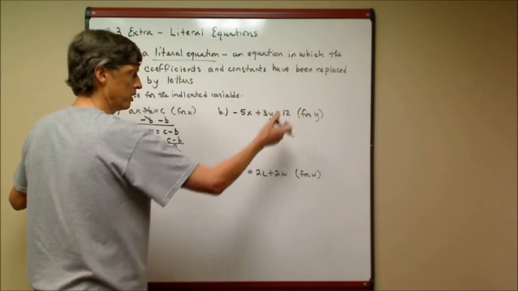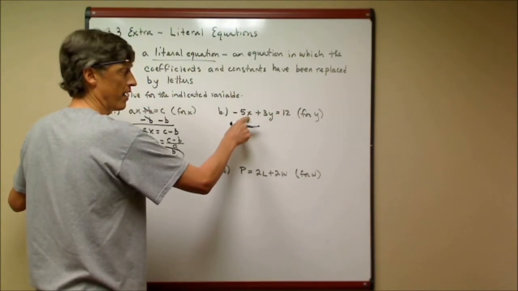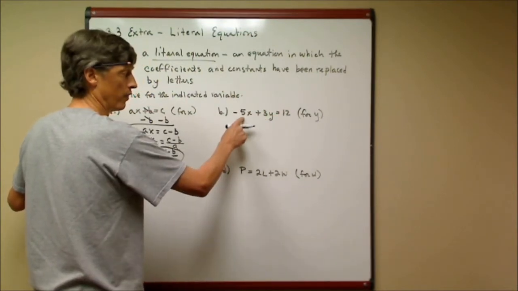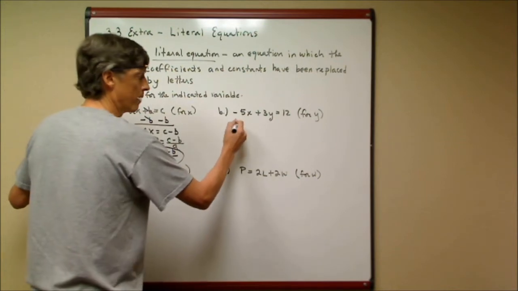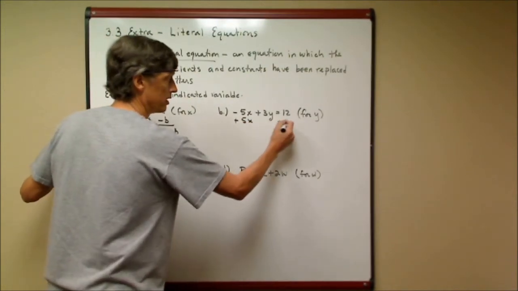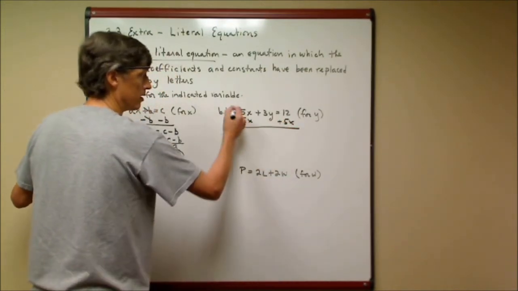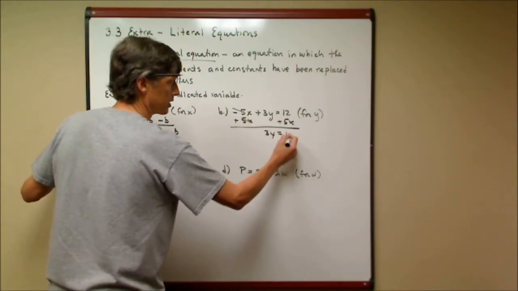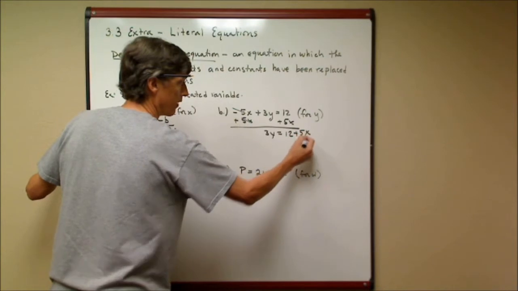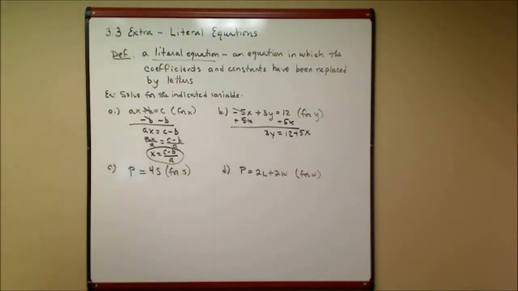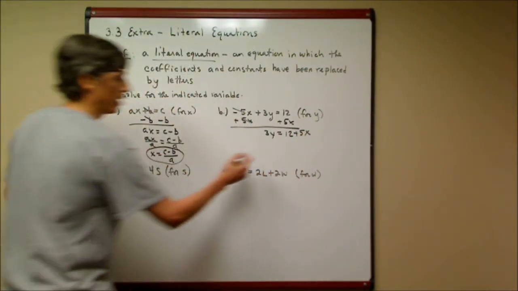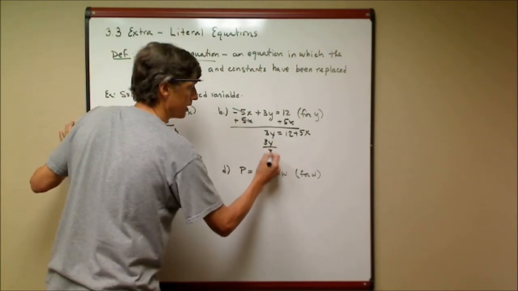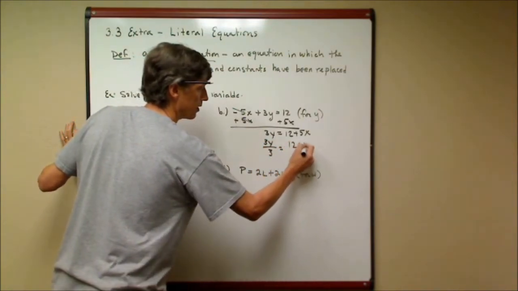So I'm going to undo the stuff around it by getting rid of the negative 5x and getting rid of the 3 in this first. Now, because of the negative, I'm going to add a positive 5x to both sides. And I get 3y equals 12 minus 5x. Or if you want to, you can write negative 5x plus 12 because of the commutative property of addition. One more step like I had over here, and that's to get the y all by itself by dividing.